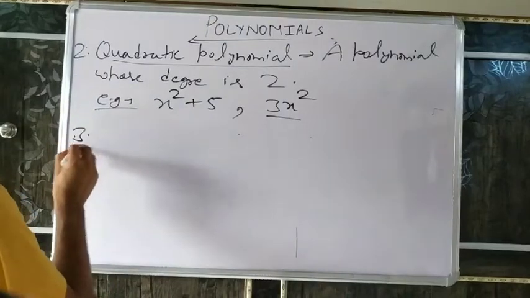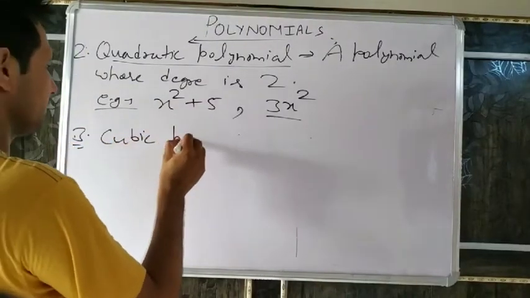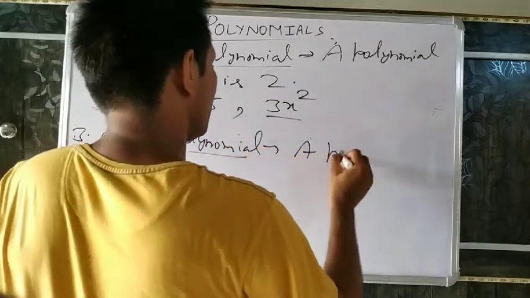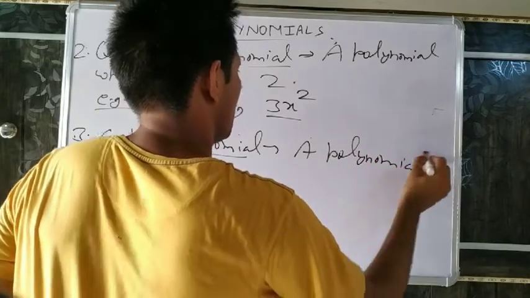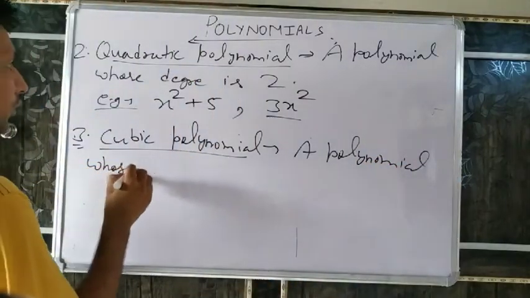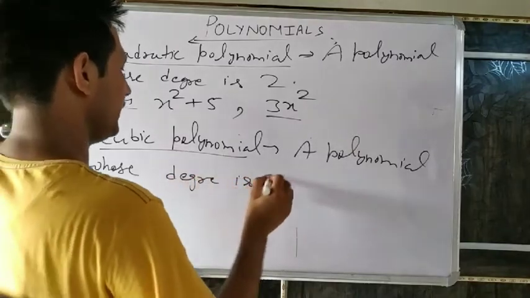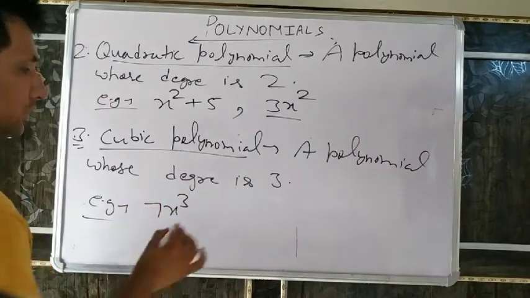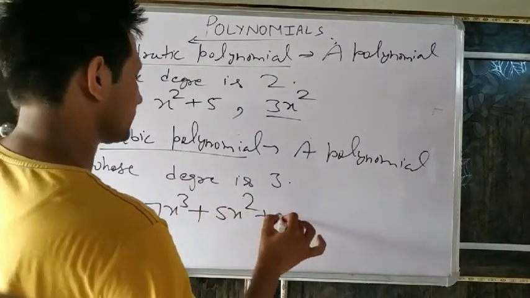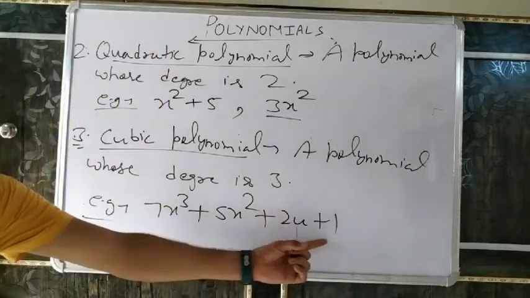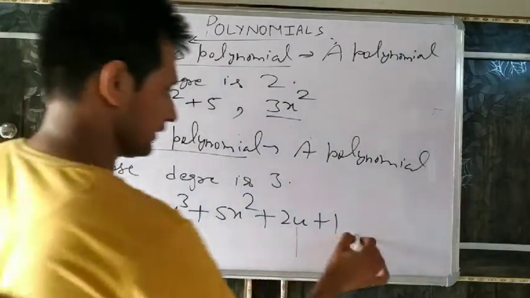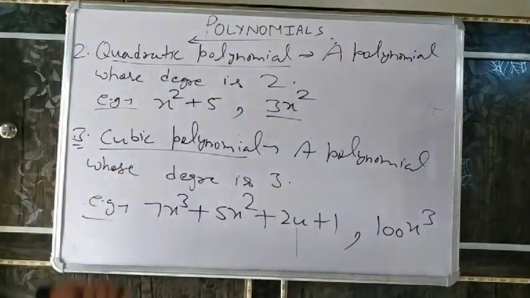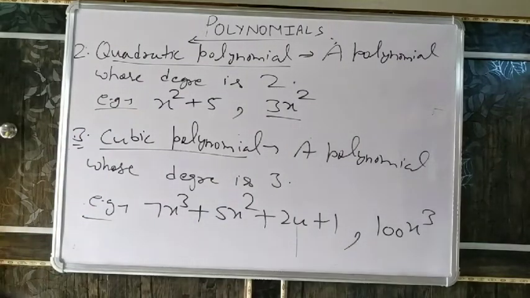Next, last one, third, cubic polynomial. A polynomial whose degree is 3. Example, degree 3: 7x raised to the power 3 plus 5x square plus 2x plus 1. Yes, the highest power is 3. It is a cubic polynomial. Yes, 100x raised to the power 3. Its degree is also 3. So there are infinite examples. Understand? It is a cubic polynomial.